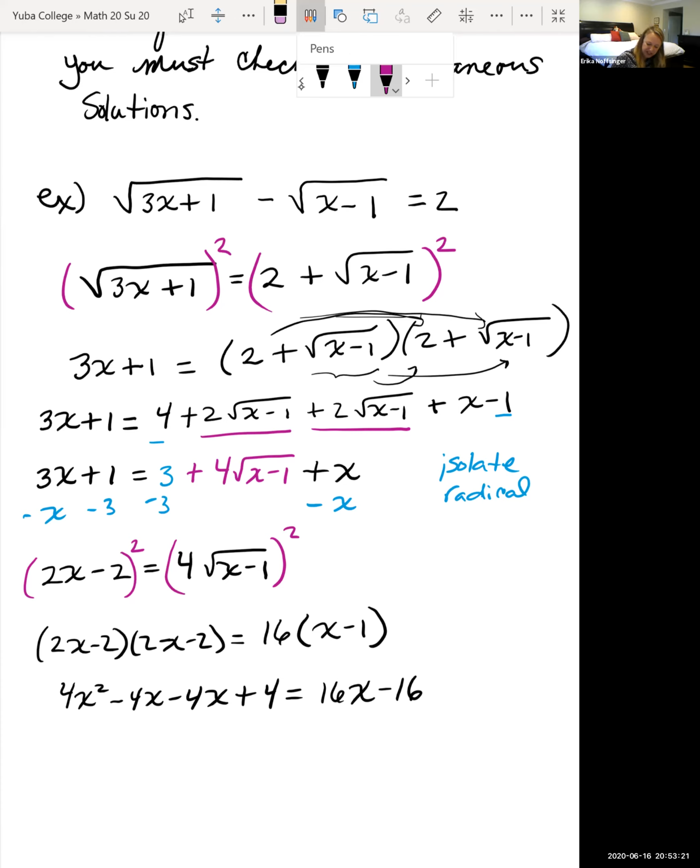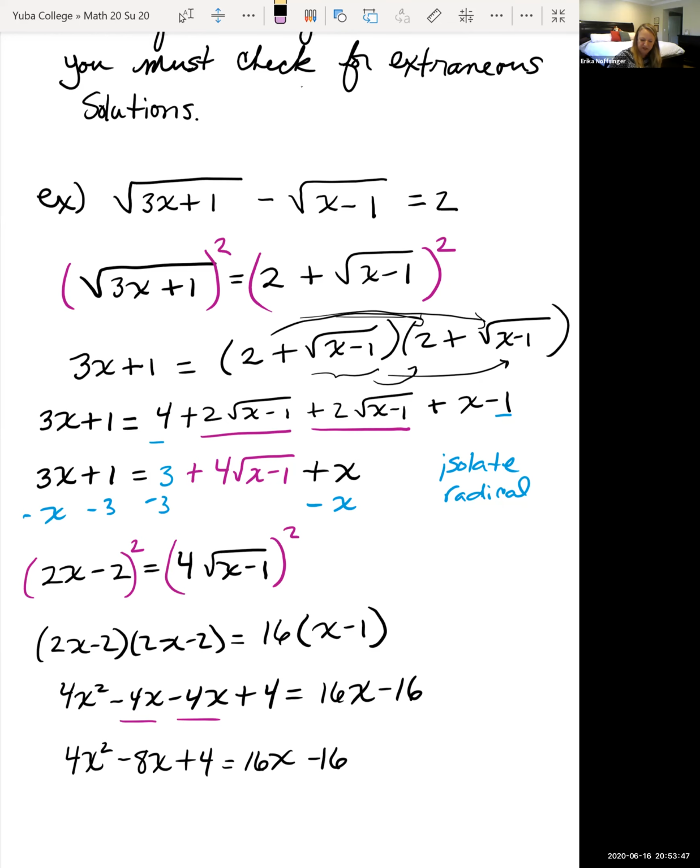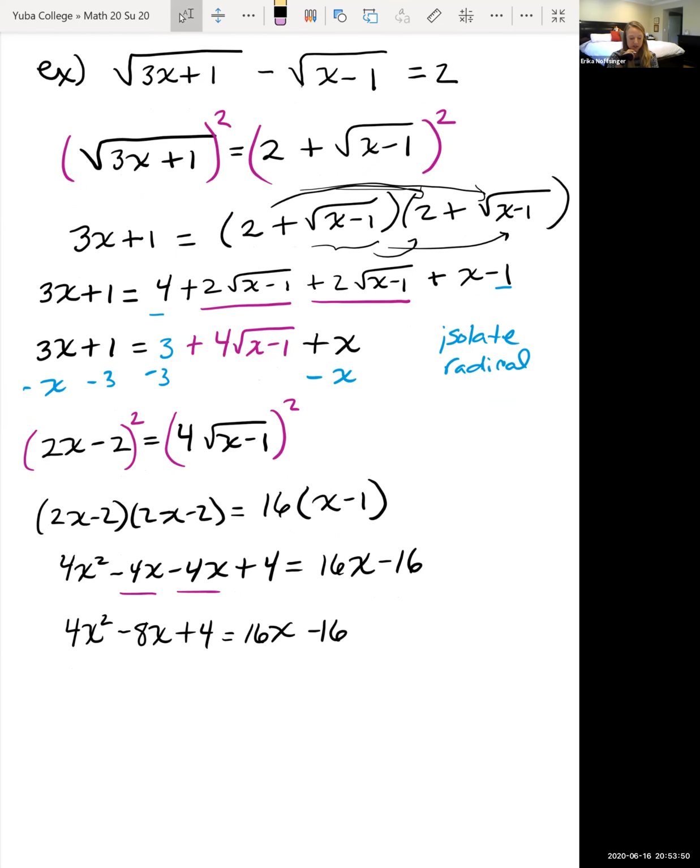Combine like terms on each side. Only the left-hand side could be simplified. And so we have 4x squared. Negative 4x minus 4x, that's negative 8x, plus 4 equals 16x minus 16. So this is where you have to determine, we got rid of all of our radicals. We don't have to repeat that process again. We have to determine which process we're going to go through to solve this. So I notice this is a quadratic equation.